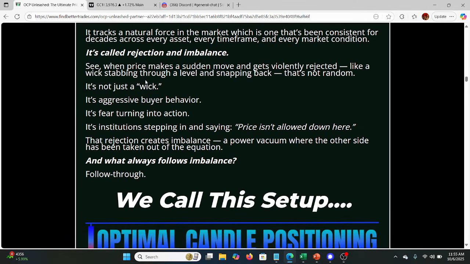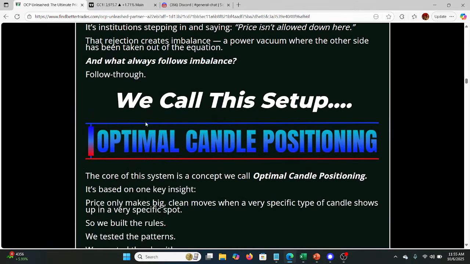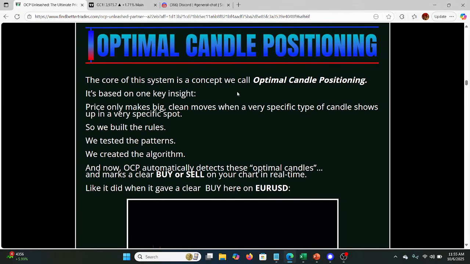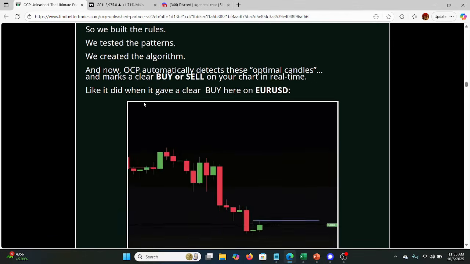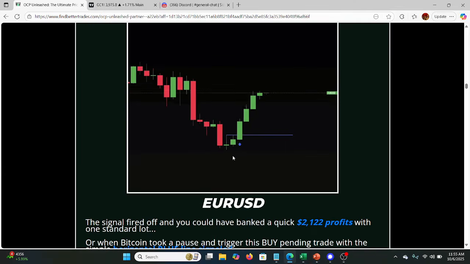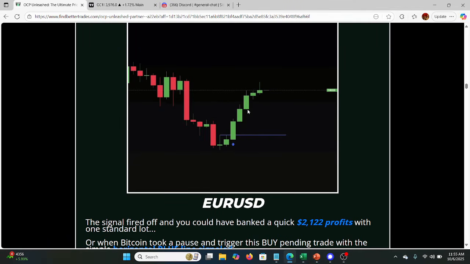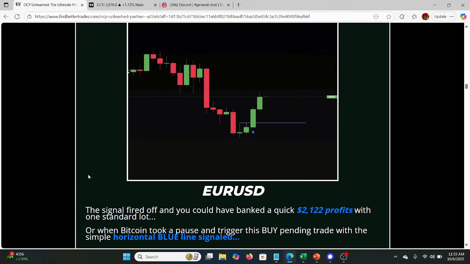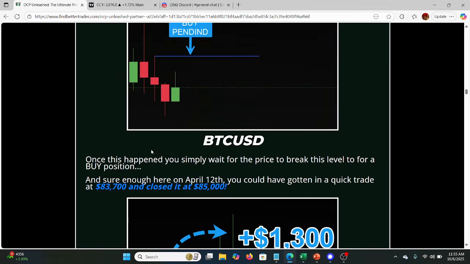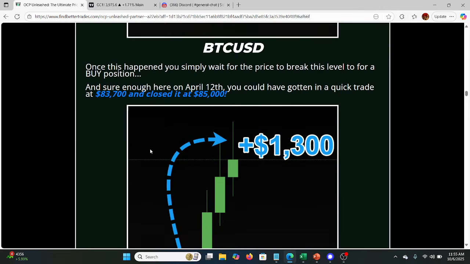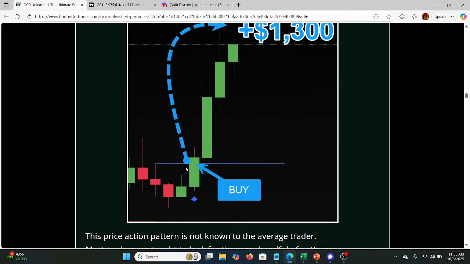So they're saying here it's not just a wick, it's aggressive buyer behavior, it's fear turning into action. That's a really good way to put it, thinking about the psychology of it all. So optimal candle positioning, that's what it's based on. And you can see another example here in action. There's the wick, there's a closing candle, and then there's the breakout. That's on Forex as well. Bitcoin also works in crypto. There's the wick, there's the closing candle, there's the breakout.